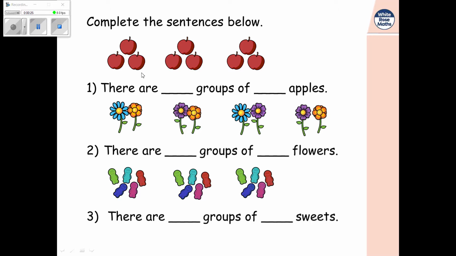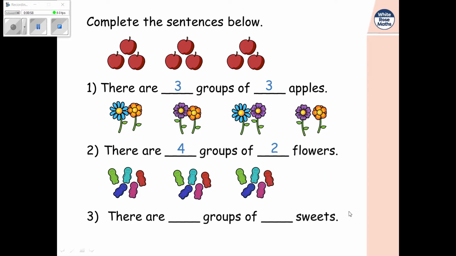So I know there are 1, 2, 3 groups of apples. So now I need to know how many apples are in each group. 1, 2, 3. So there are 3 groups of 3 apples. So now pause here and see if you can do the flowers by yourself. So hopefully you found that a little bit easier now we've done one together. So there are 1, 2, 3, 4 groups of 1, 2 flowers. Well done. Give yourself a pat on the back if you got that right.